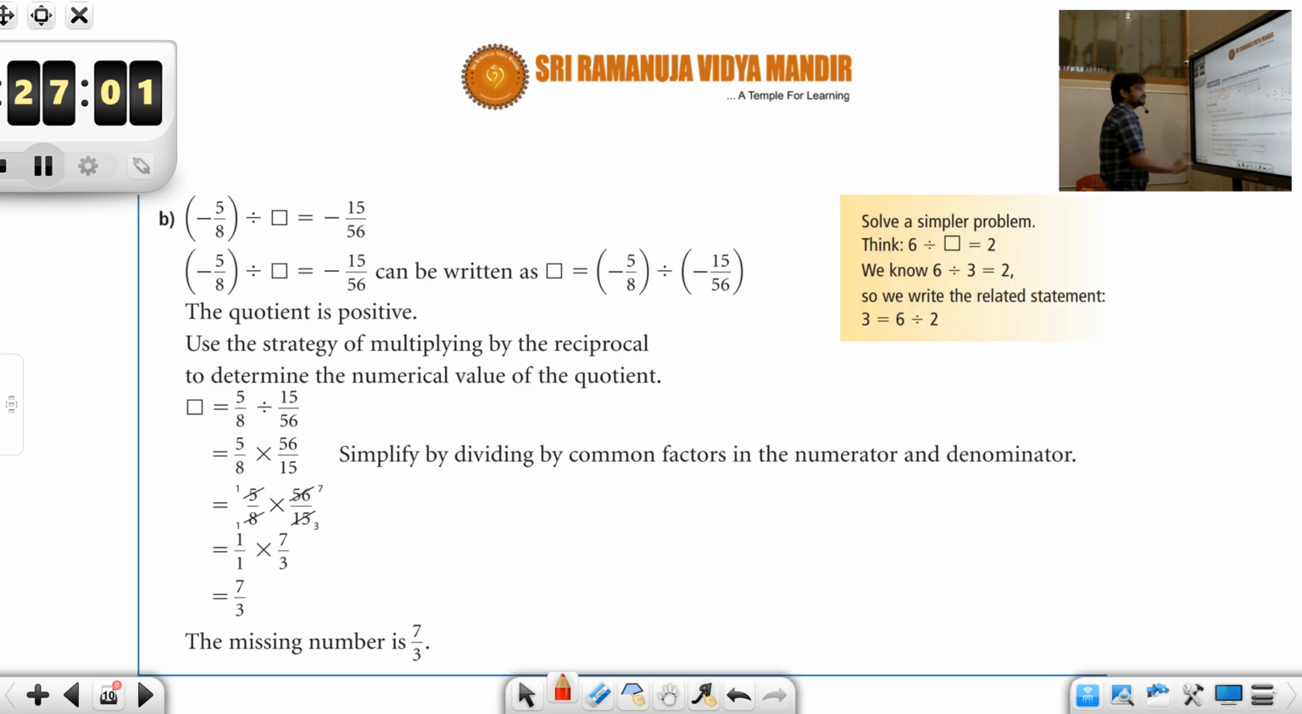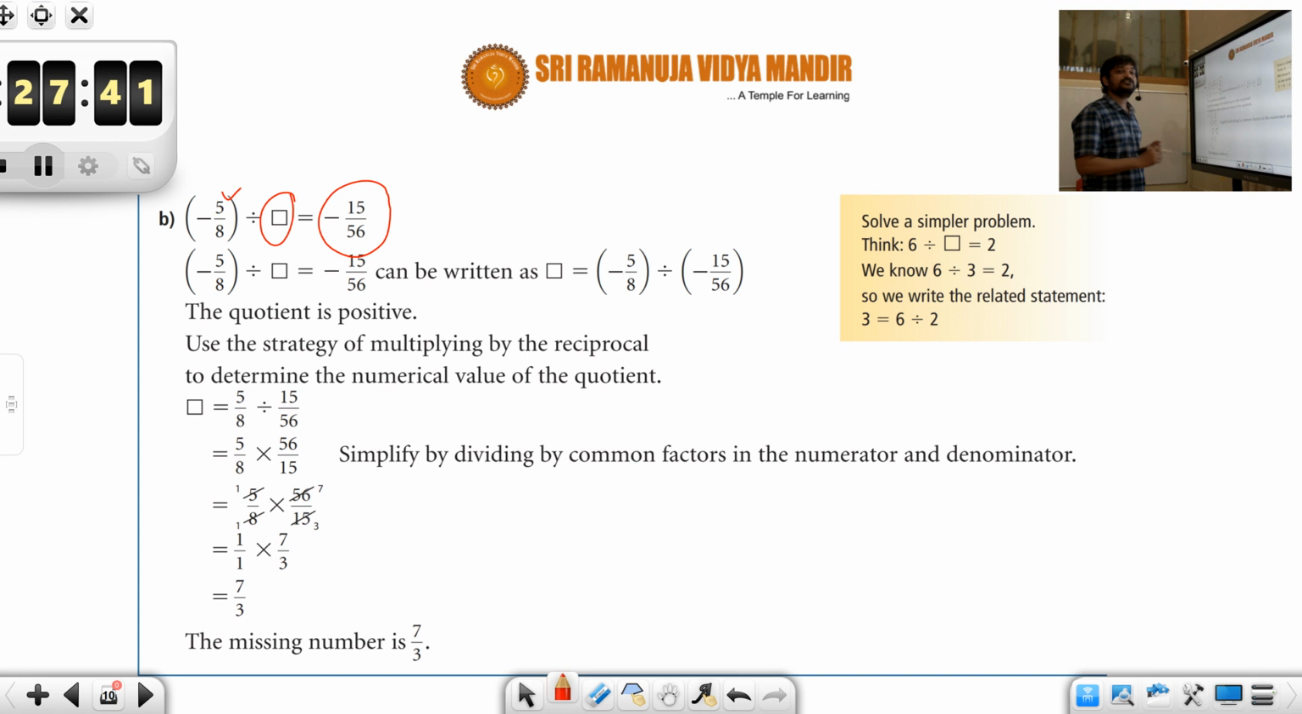You need to divide minus 5 by 8 with some number. And what is the answer you are getting? Minus 15 by 56. Students, on the right hand side the value is negative. Can you tell me when do you get a negative number? If you divide either a positive number with a negative number or a negative number with a positive number. So here the first one is a negative number. So what should be the sign of the second number? Can it be negative? No, because if the second number is negative and the first number is negative, then the division would be positive. So the second number can't be negative. So it should be a positive number.